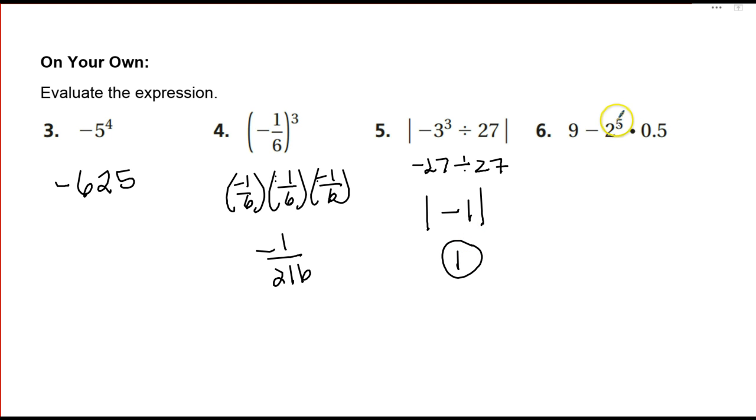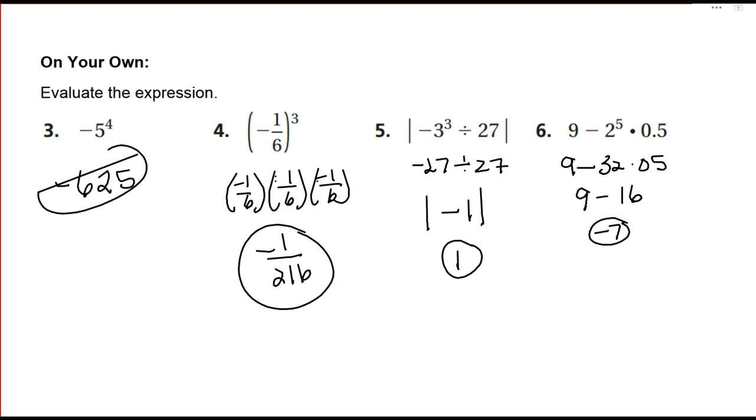And number 6, exponents first. So 9 minus 2 to the 5th power, and 2 to the 5th, I believe, is 32, times 0.5. Order of operations, do 32 times 0.5, and that is 16. So 9 minus 16 is negative 7.